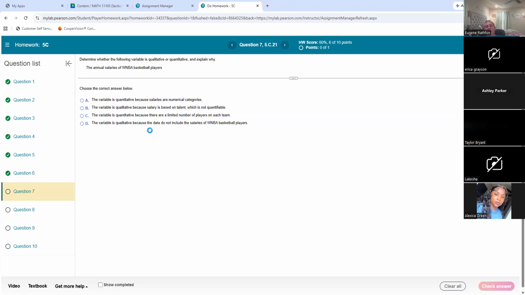So, what are y'all putting on this one? The annual salaries of WNBA basketball players. Is it quantitative or qualitative? And then, which reason you picking? A, B, C, or D?